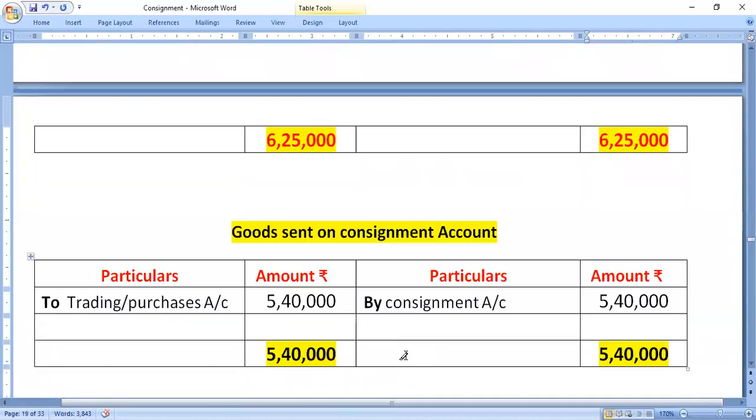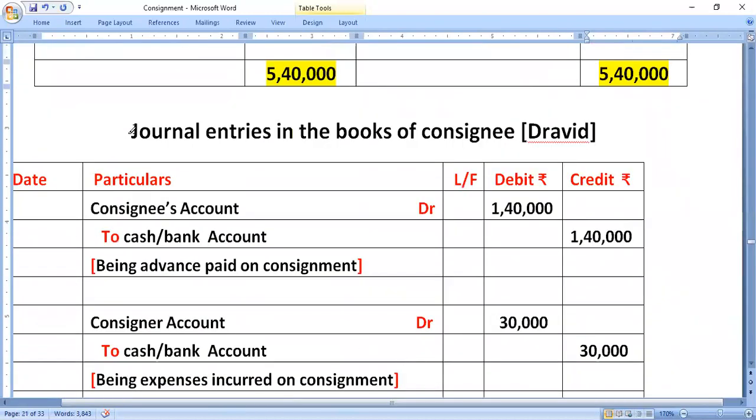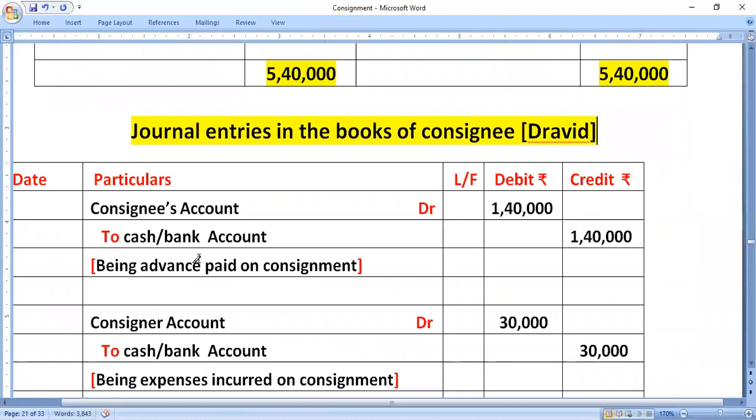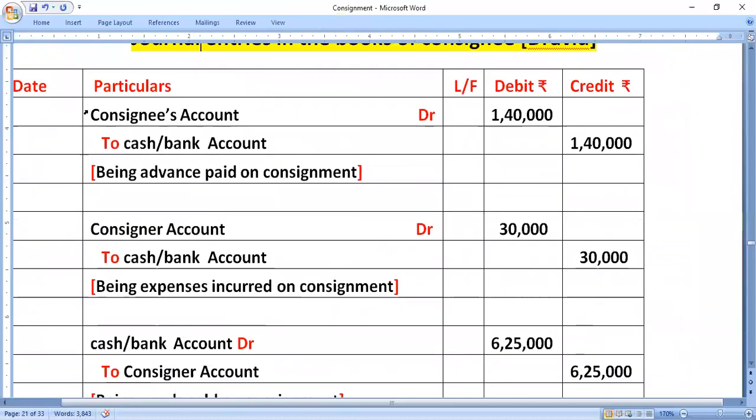Again, we are going to draw it, my dears. Here, journal entries in the books of the consignee, my dears. Consignee books. So which is the first journal entry? Listen here, my dears. Consignor's account debit to cash bank account being advance paid on consignment, 1,40,000, my dears.